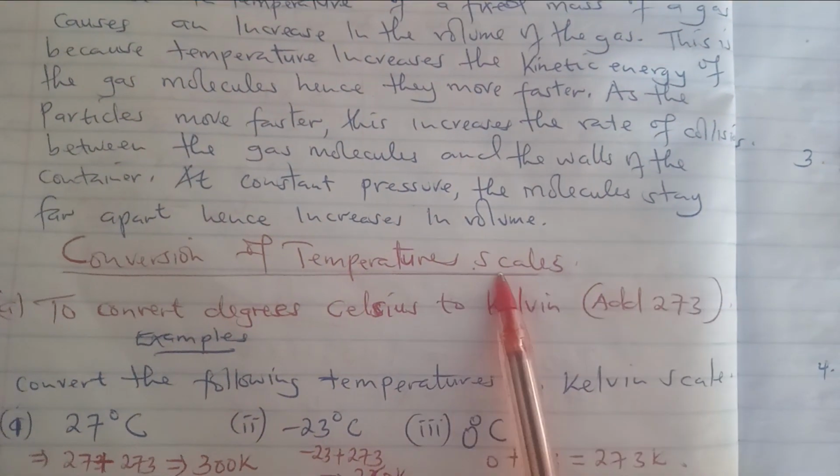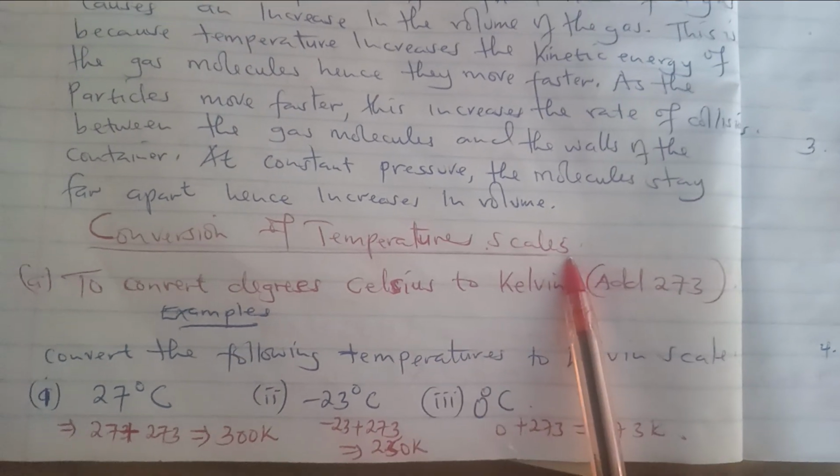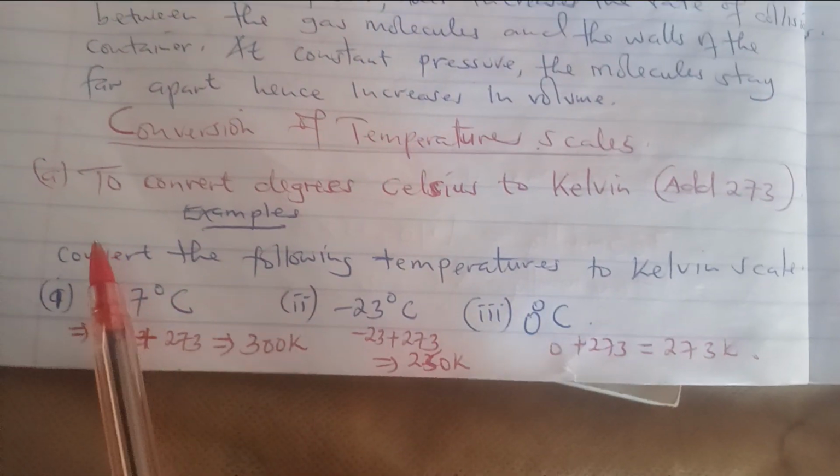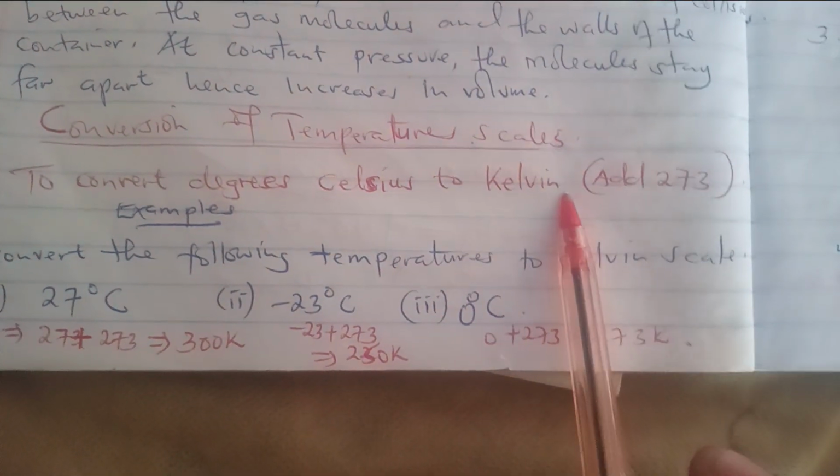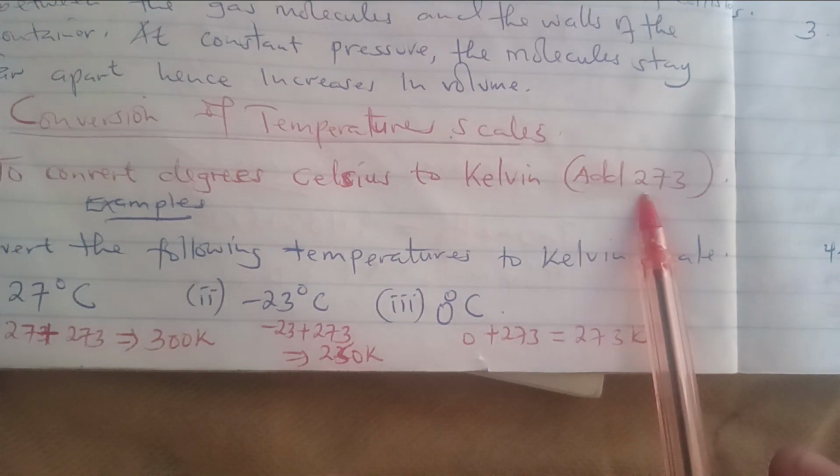Then we have conversion of temperature scales. What you should know is that to convert degrees Celsius to Kelvin scale, we add 273.